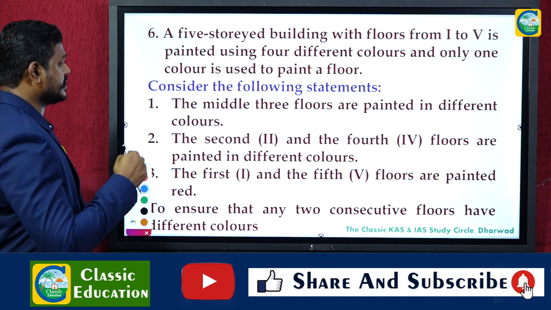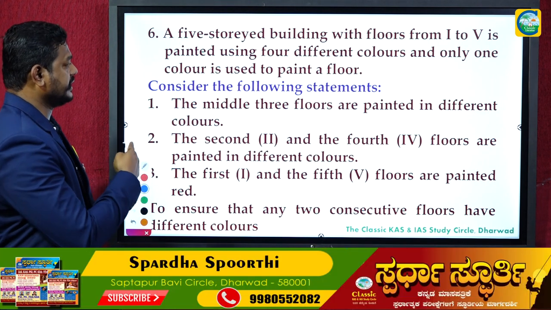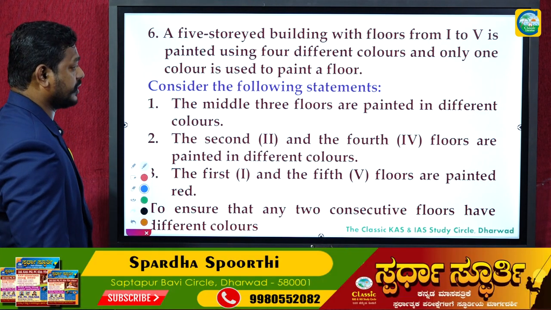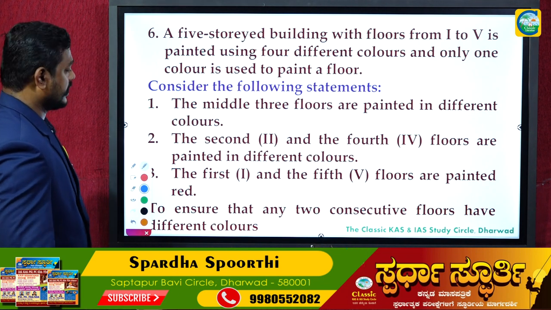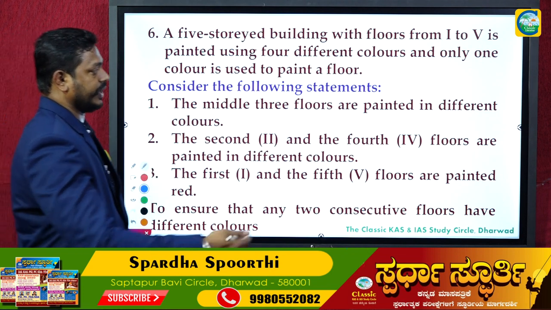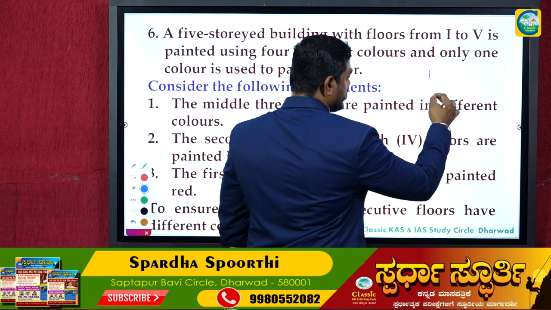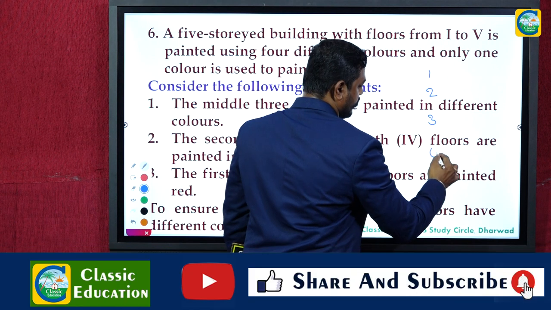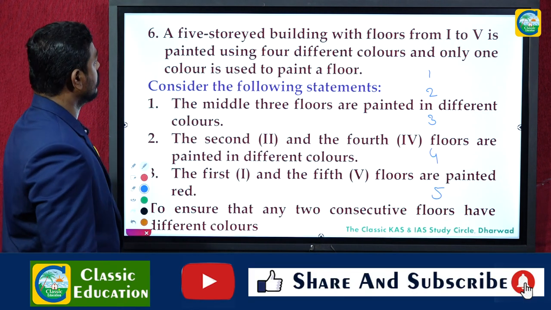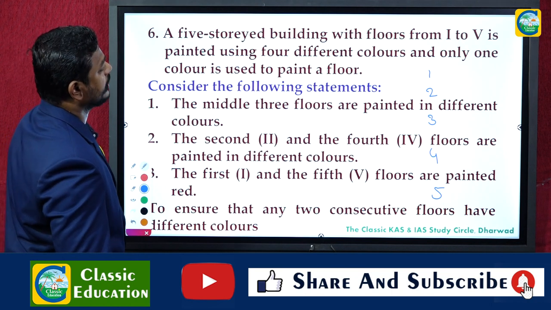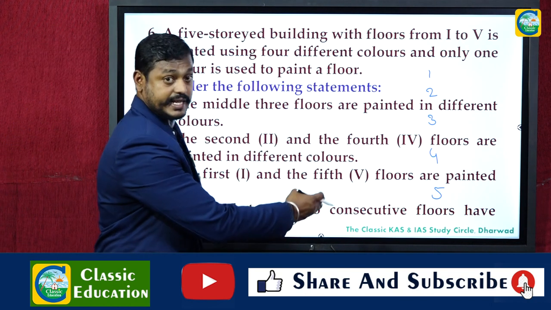Let me see here, considering the following statements. We'll check the statements here. The middle 3 floors are painted in different colors. Okay, middle 3 floors are in different colors. For example, here I write it down: 1, 2, 3, 4, 5. For example, 5 floors, right? A 5-story building, I have written just for example.